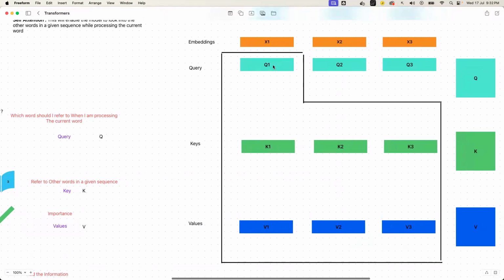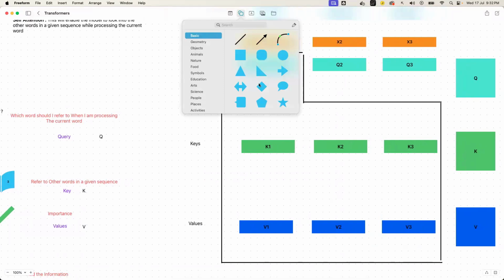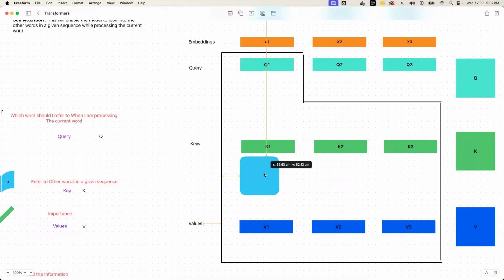Mathematically, we'll multiply Q1 into K1. I'll just mention three boxes so that it is easier for you to visualize. First thing I'll do is multiply Q1 and K1. Here my question is the same, but I'm referring to a different book. Think of it in that way. Q1, K2. My question is the same, and I'm referring to a different book.